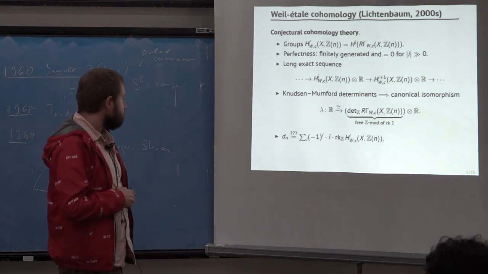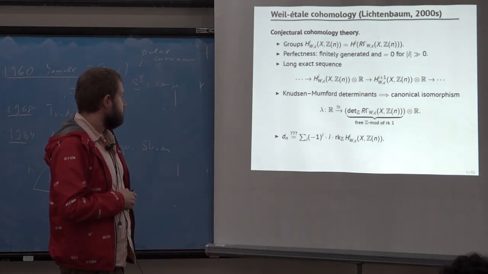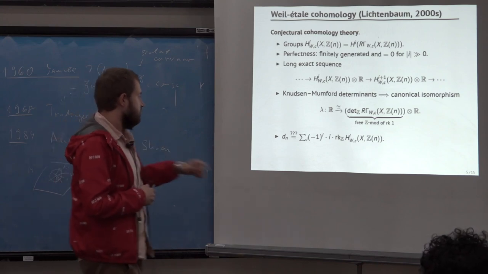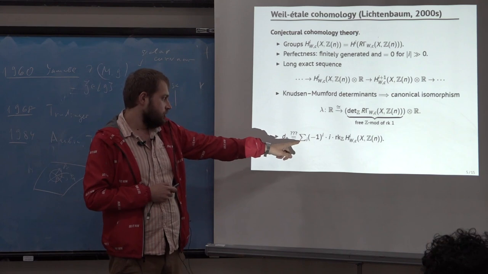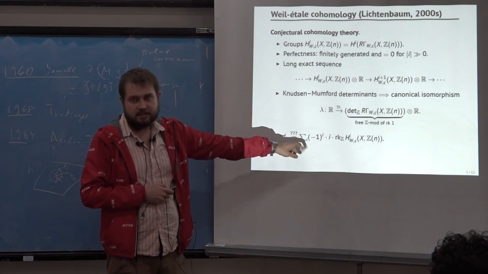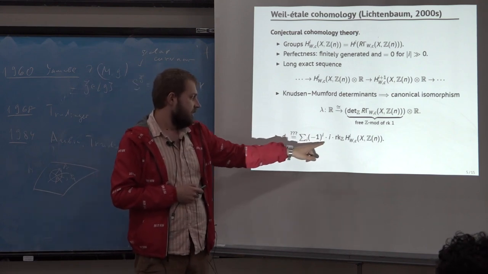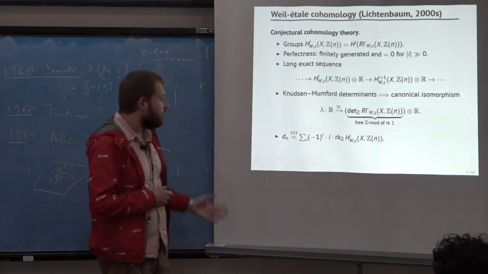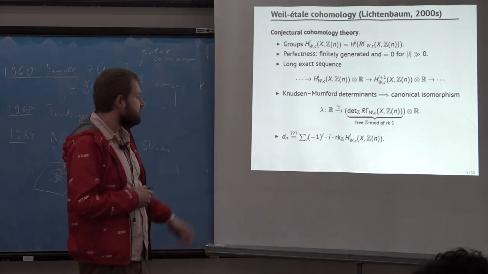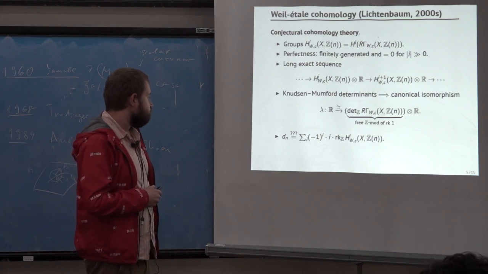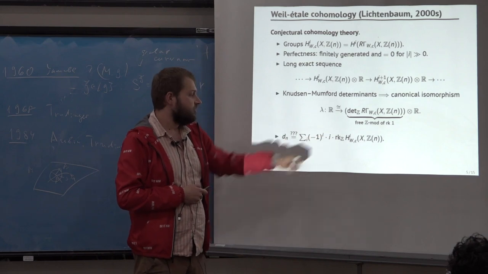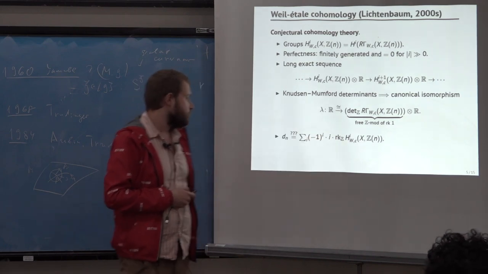So the first conjecture is that the vanishing order at n will be given by this formula, which looks almost like the Euler characteristic, but we have some weights here. So it's not quite an Euler characteristic, but something similar. The conjecture is that the vanishing order is encoded in this modified Euler characteristic of this cohomology theory.